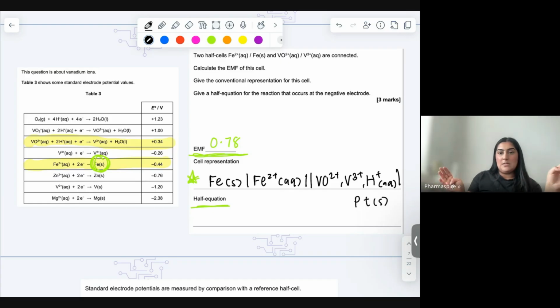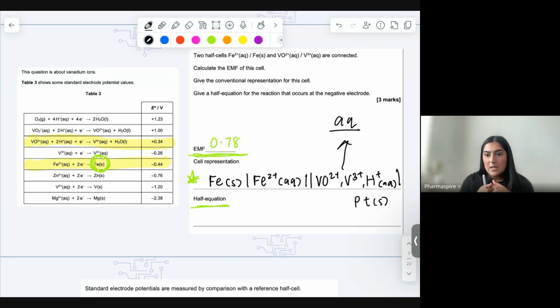Everyone okay with cell representation? It's liquid, only put aqueous matter. No, it doesn't matter about the order. The reason why you put H+ in is because it's aqueous, it's included in the equation. So you need to think that anything aqueous that appears in the equation, you have to include. You don't put liquid. It doesn't matter about the order.